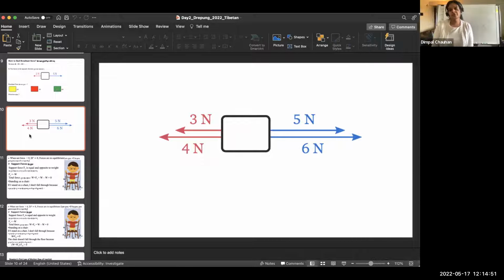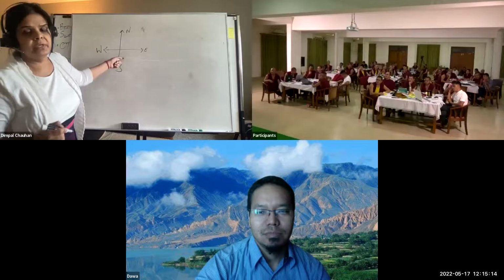4 newtons, which direction? Right. Yes. South side. How are you taking right side to be the south direction? So it's right side. So this is north, this is south, this is east, this is west. So it's in the east direction.